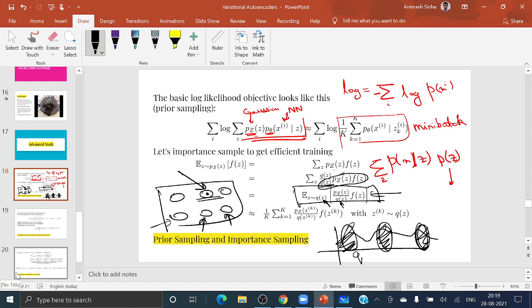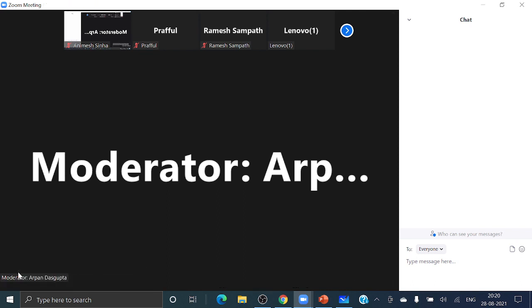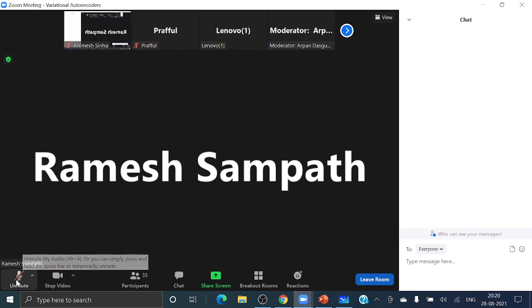Okay, but Z is what you don't know, right? How many Z's are there that you don't know, to make that sum? Right, we don't know. We again estimate it using a reverse process, using a function q, I think, which we'll come to now. Okay, thank you. Thanks for the explanation.